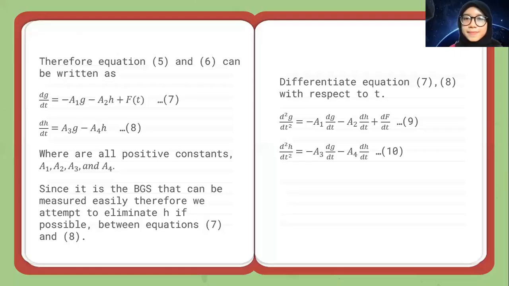Next. Therefore, equations 5 and 6 can be written as shown on the screen. You can see in equation 7 and equation 8 that A1, A2, A3, and A4 are all positive constants. Since it is the PGS that can be measured easily, we attempt to eliminate H if possible between equations 7 and 8. Differentiate equations 7 and 8 with respect to T, and we get equation 9 and equation 10.